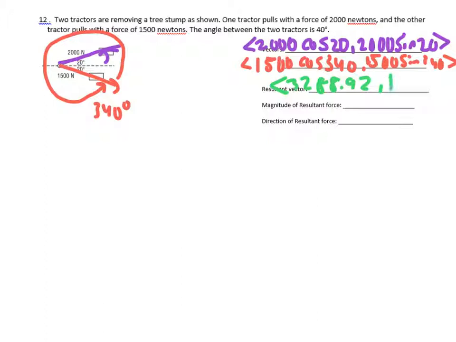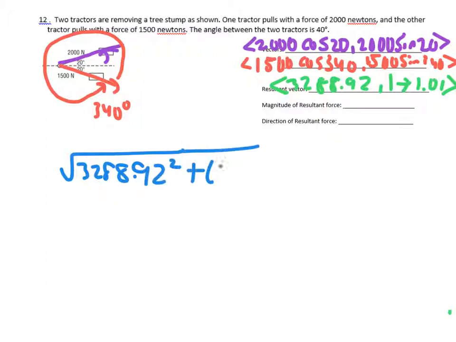3288.92, comma 171.01. And then my magnitude of my resultant is going to be the square root of 3288.92 squared plus 171.01 squared. And when you do that, you're going to get 3,293.36. So you're just doing Pythagorean theorem. You pretty much are doing the same thing over and over and over.